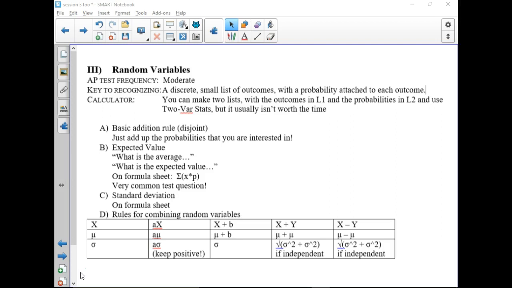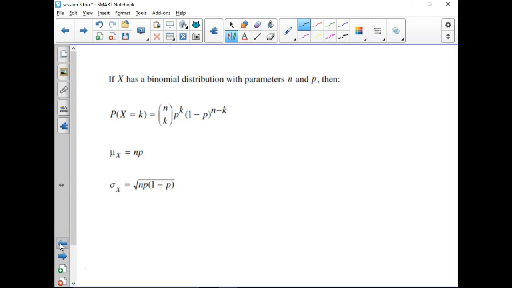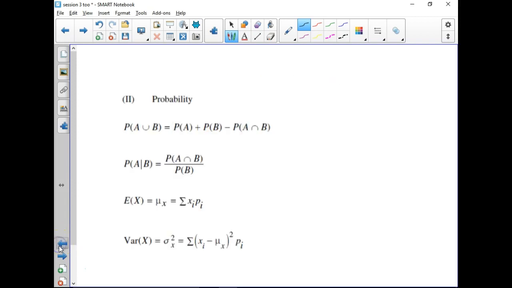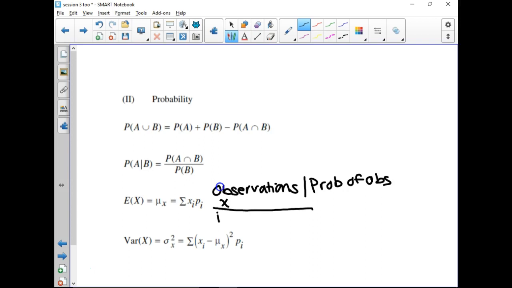A couple of things really quick. The expected value, I have the formula sheet up here. You want to make sure that for expected value, you are showing your work. Expected value usually will have some sort of problem about observations, and they will either give you the probability of the observations or you have to find it. Just remember then your table looks like this, and you have to show your work.